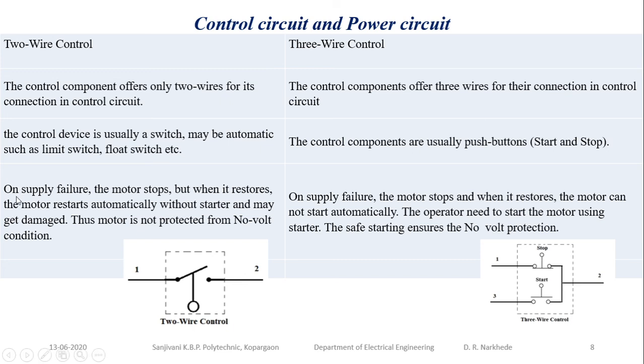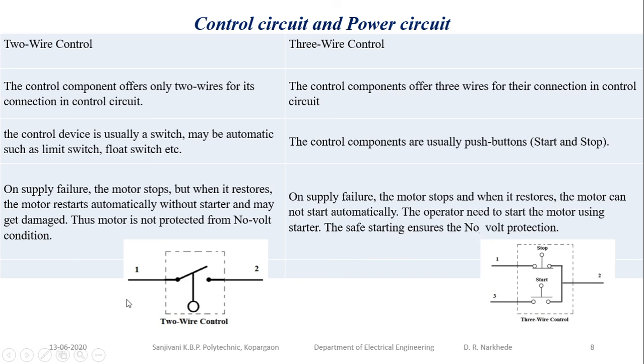In two-wire control, on supply failure the motor stops, but when supply is restored the motor starts automatically without a starter and may get damaged. Thus the motor is not protected from the no-load condition, and it may also cause injury to the operator. But in the three-wire case, on supply failure the motor stops, and when the supply is restored the motor does not start automatically. The operator needs to start the motor using the starter. The safe starting ensures no-volt protection.